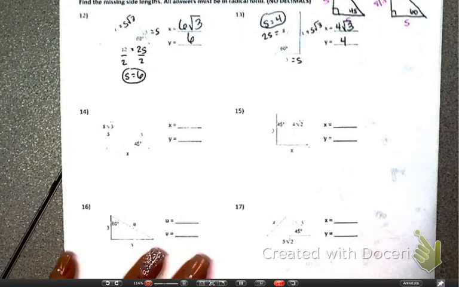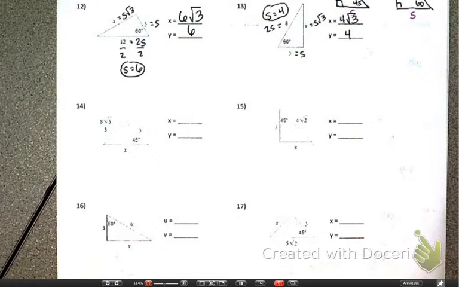Yes? On the test, are these problems going to be like this, or is it just weird this whole first section? What do you mean? Is this how the test is going? So you just have to solve for the two side lengths.